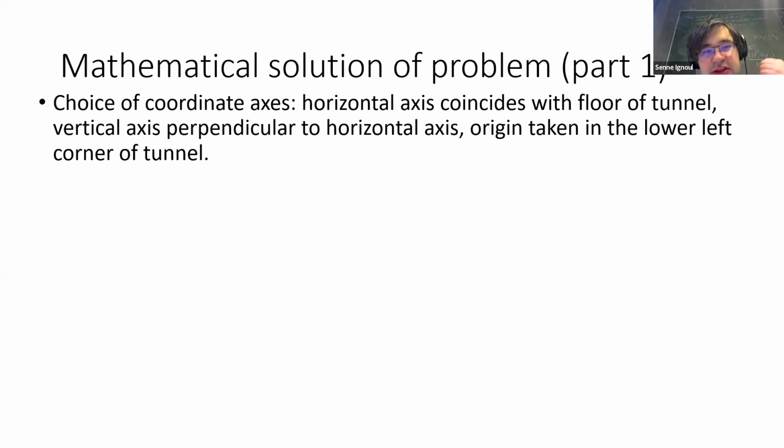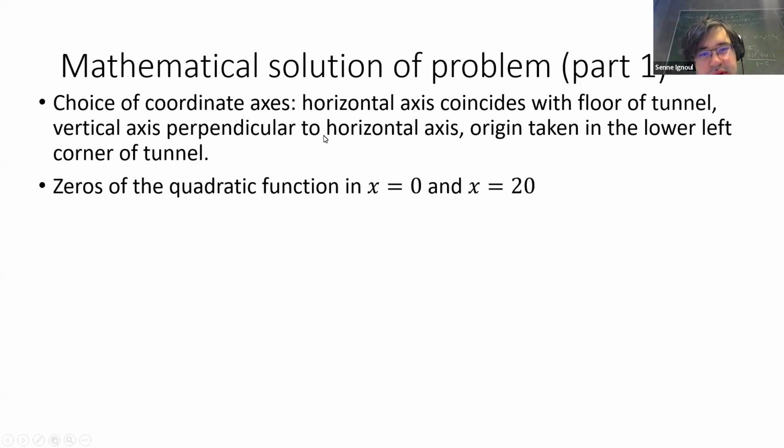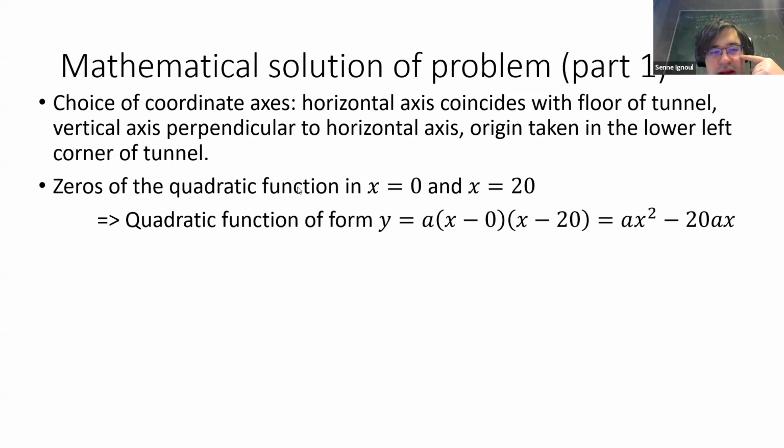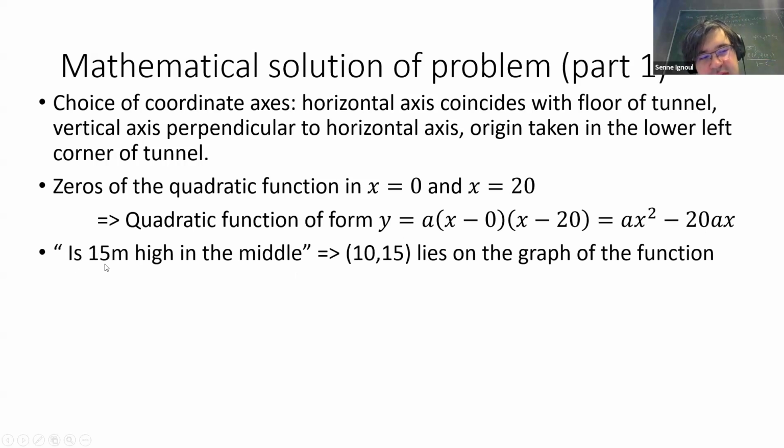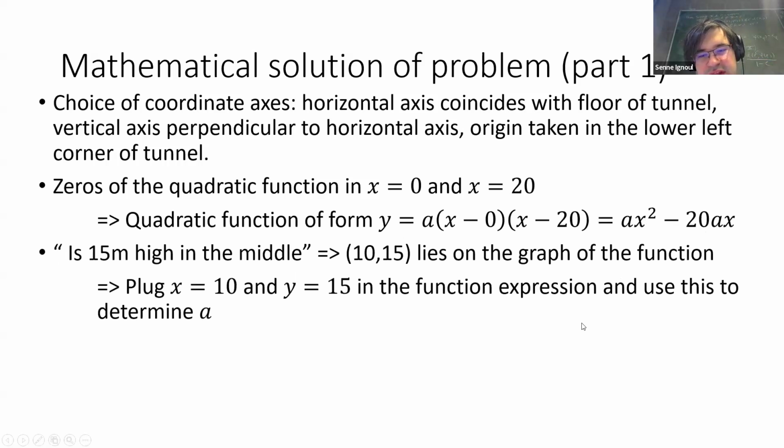For the first part, they first need to choose their coordinate axis, their coordinate system. Then they need to find the zeros of the function, which are 0 and 20, because the tunnel is 20 meters wide. And then they can use that to form a quadratic function, which is still an unknown, because you have infinitely many. But then they can use the second given to find the value of a by just plugging everything into the expression.